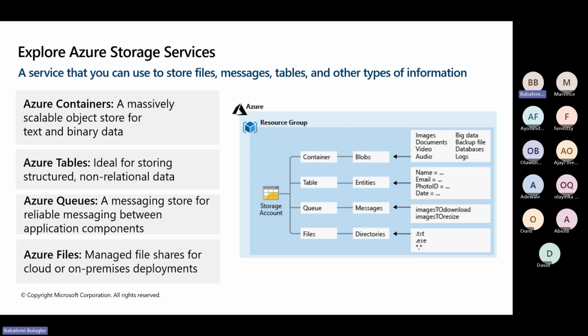Then we have the queue, which stores messages. You can see image to download, image to resize. If there are two applications or multiple applications communicating with each other, and we want to store information that needs to be retrieved by this application, we can use the queue to store those messages. Then the last one is the Azure file. Do you want to create a folder, like a directory, store your test message, store your test file, executable file like exe or any other file? So that's the storage services that we have.